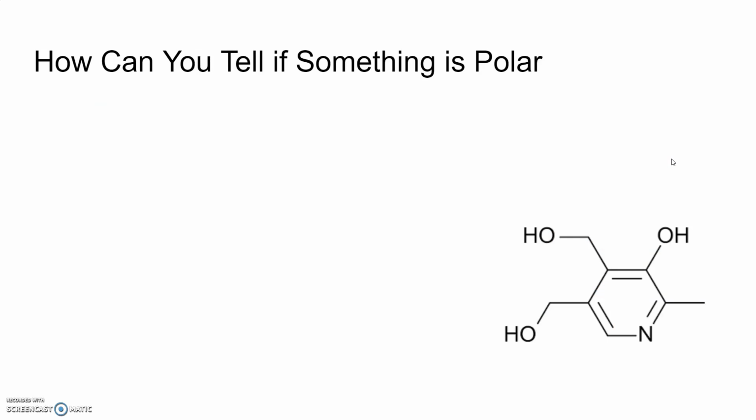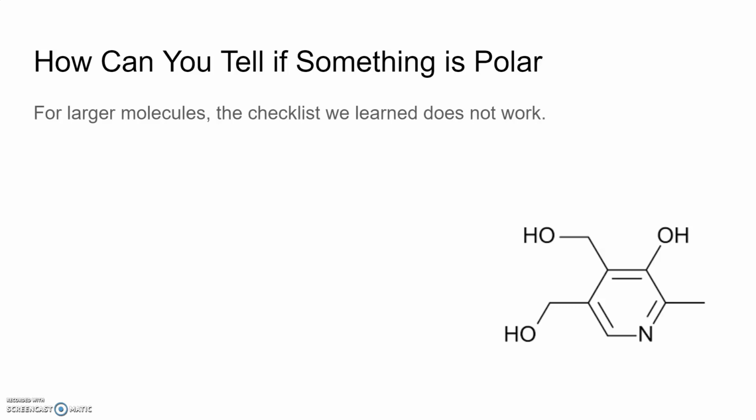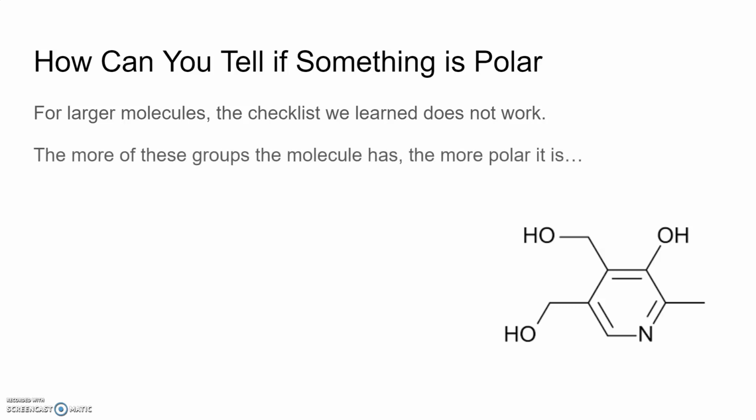So now you may be thinking to yourself, well, that's cool and all, but how can I tell if something is polar? Remember that checklist that we learned about all the terminal atoms having to be the same and no lone pairs in the central atom for it to be nonpolar? Well, that doesn't work for larger molecules because they don't have a central atom. So what do we need to look for? In that case, what you're going to look for are these groups that I'm going to list in a moment. And the more of these groups that you see in a molecule, the more polar it is. So what are the groups?